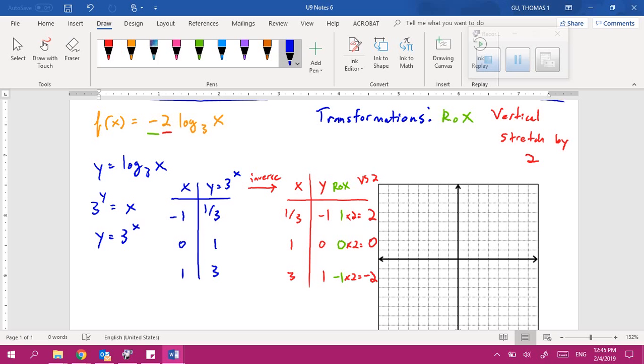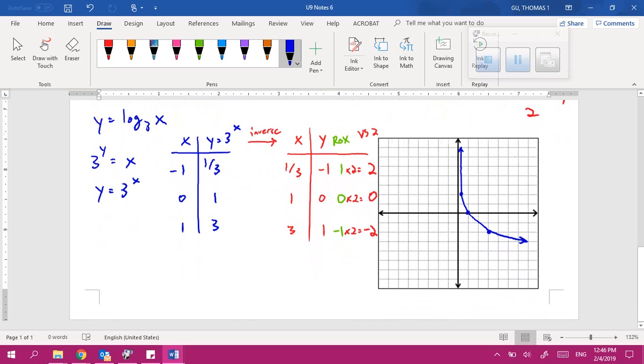So let's graph this. We got 1/3, 2. That's about right here. Then we have 1, 0, and 3, negative 2. And when you connect these points, they should look something like this. Right, okay.